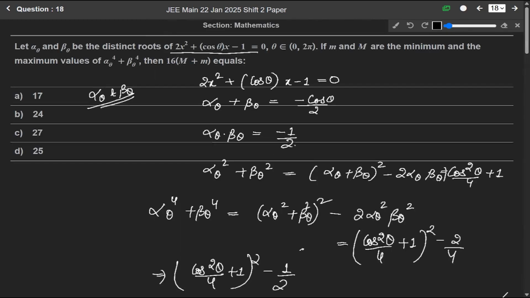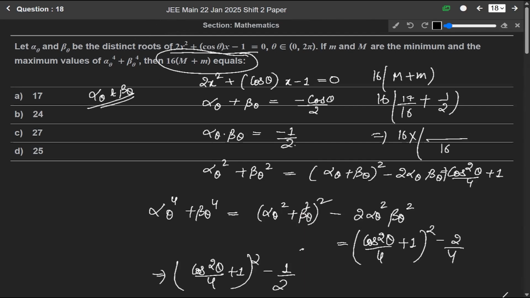So we have to find the value of 16 (M plus m). So 16 (M plus m) will be equal to 16 times (capital M is 17 by 16 plus small m is 1 by 2). So when we solve it, we get 16 into (17 plus 8) over 16. So 16 cancels out, and 17 plus 8 is 25. So our answer is 25, meaning option D is the correct answer.